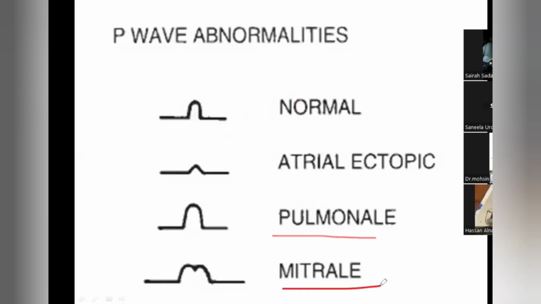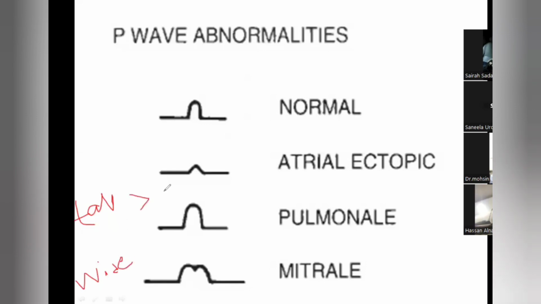What is P pulmonale and what is P mitral? P pulmonale is a tall P wave, and P mitral is a wide P wave. What is wide and what is tall? Tall means it is more than 2.5 small squares, or you can say more than 2.5 millimeters. When it is more than 2.5, it is tall and we call it P pulmonale.